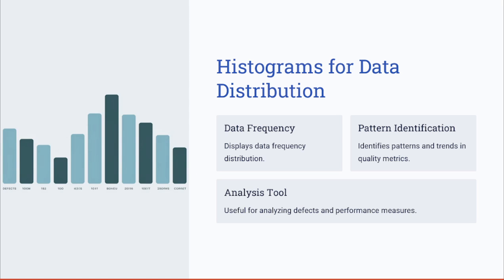One of these tools we also have is histograms for data distribution. Histograms, as we know, provide an insight into the data distribution. They help you identify trends and anomalies within your processes. They display the data frequency distribution, and identify patterns and trends in quality metrics. It's useful for analyzing defects and performance measures.